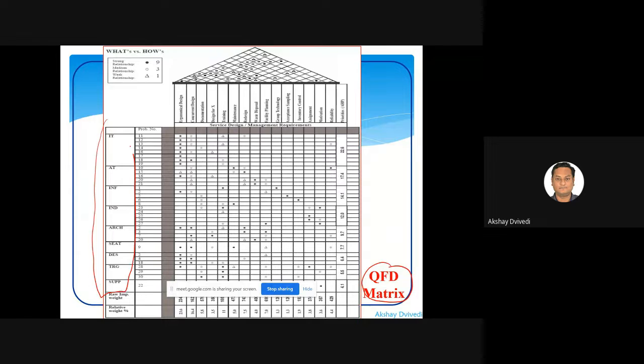So what you see here is, on the left hand side of this particular matrix, I have written a few things. For example, IT, AT, INF, IND, ARCH, and so on. And these are basically customer requirements, the whats.